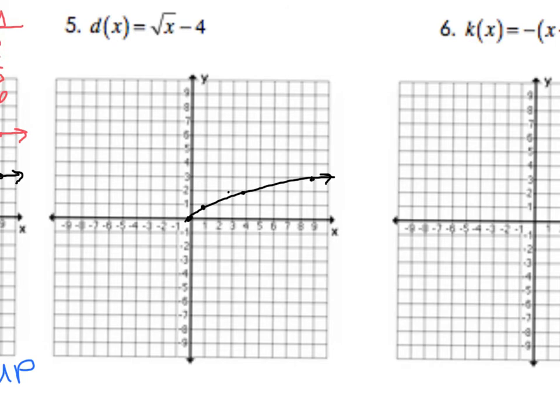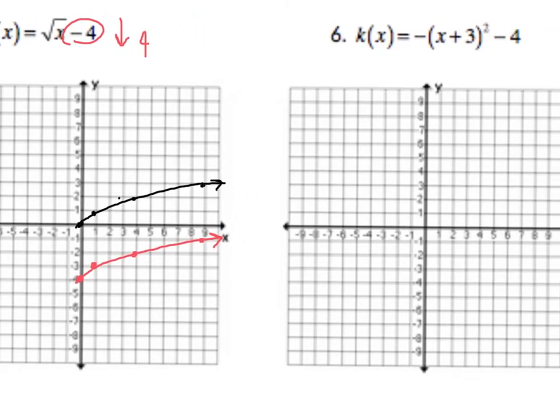Now what this tells me is I'm going to go down 4 units. So I'm going to take every point and go down 4. From 0, 0 will now be 0, negative 4. This one will be 1, negative 3. Then 4, negative 2. And 9, negative 1. And there you go.